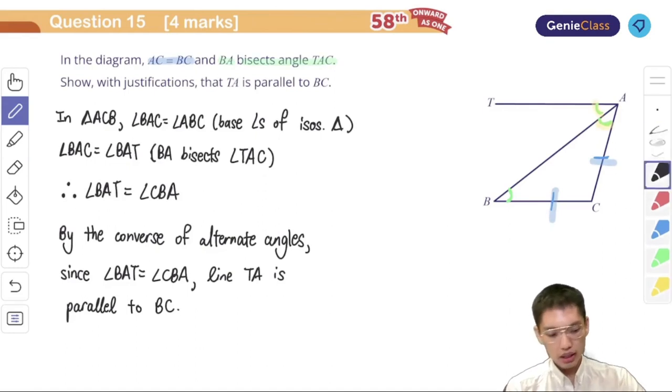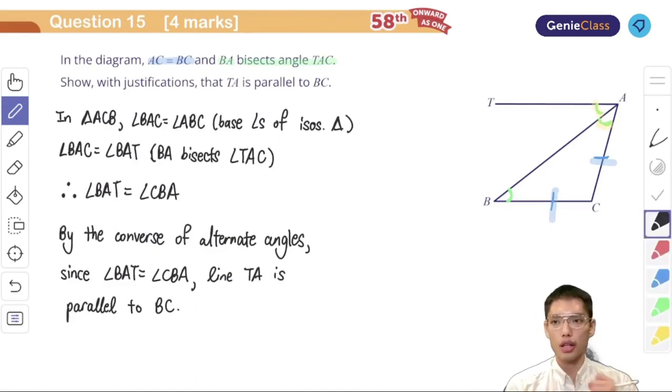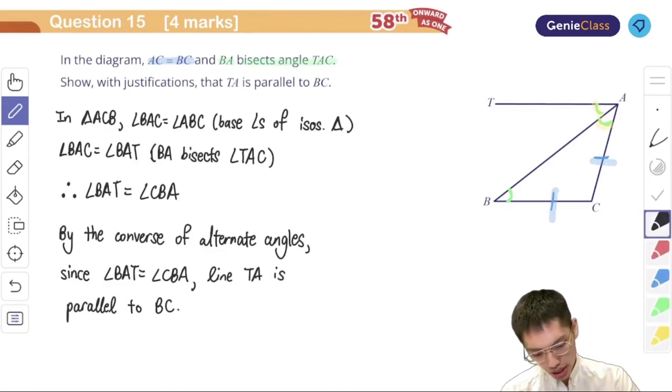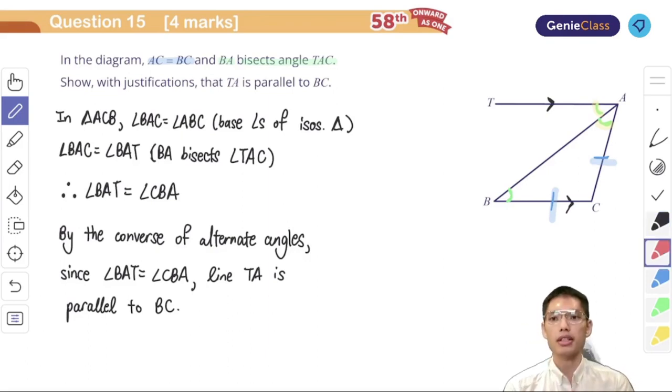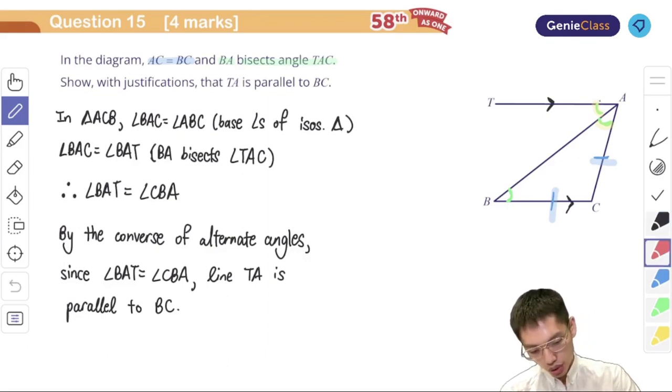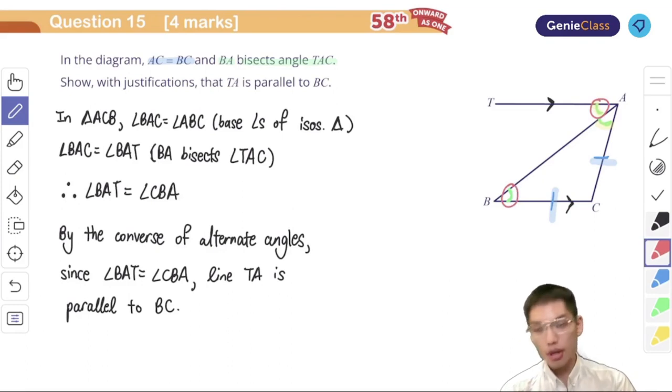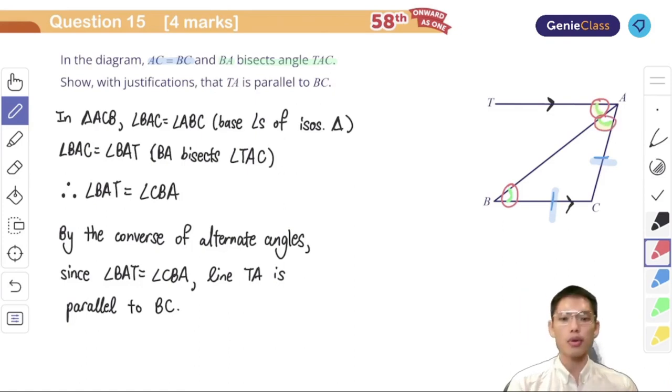Let's backtrack a little bit. How do we actually do this? If I want to prove TA parallel to BC, I can show by alternate angles, based on my diagram, that these two angles are equal. And also because AC is equal to BC, these angles are equal as well. So on the diagram, it seems like the question is already solved.